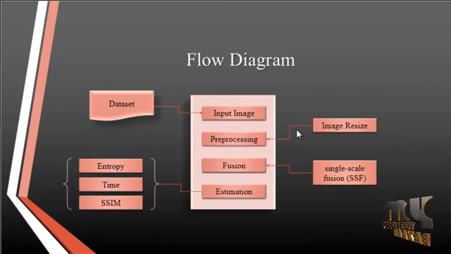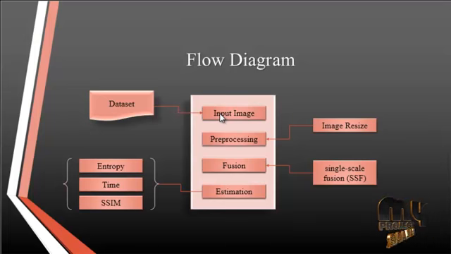Now we discuss the flow diagram for the process. This is the overall working procedure for the process. Now the input image is the first module. The input image is taken from the dataset. The dataset is the folder which consists of several images. After getting the input image, in this process we have to take two input images as input.